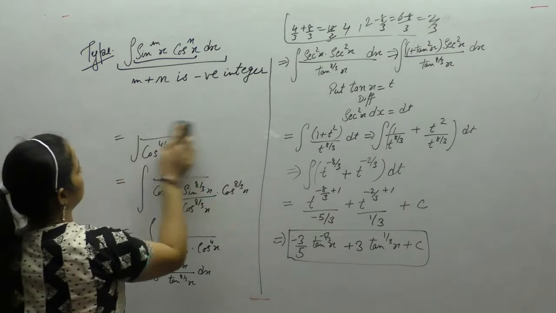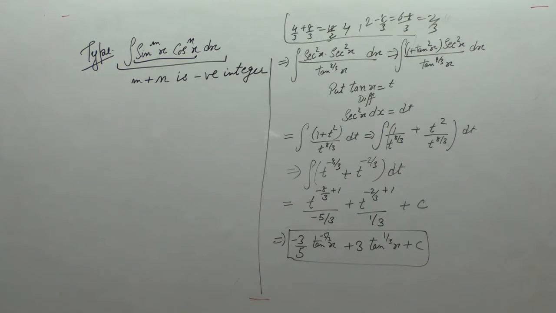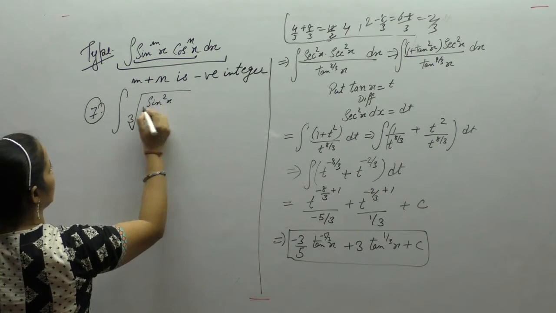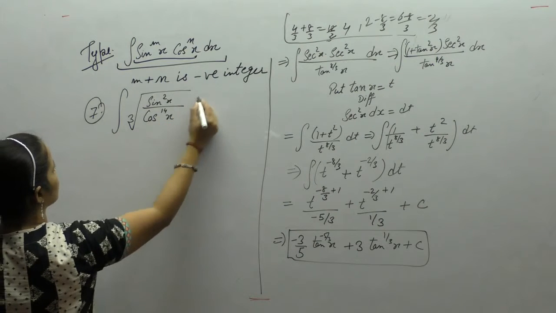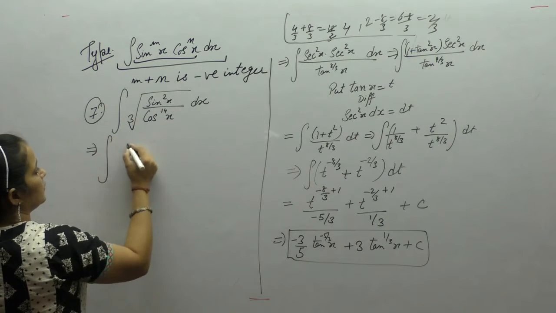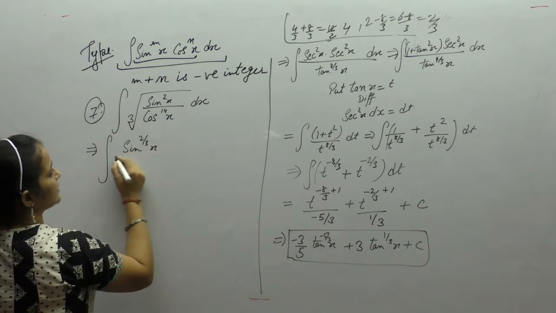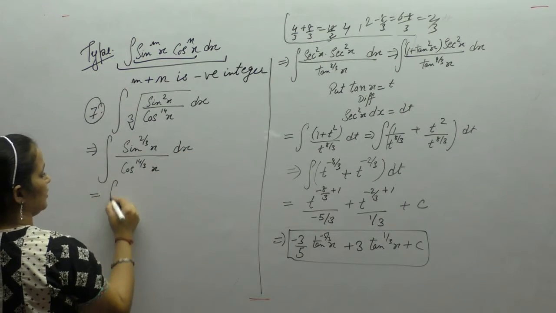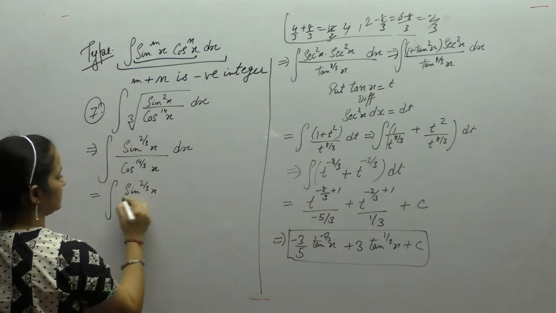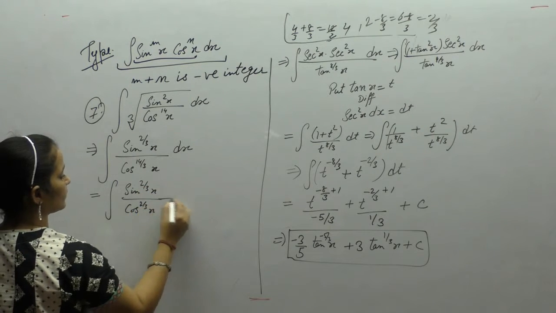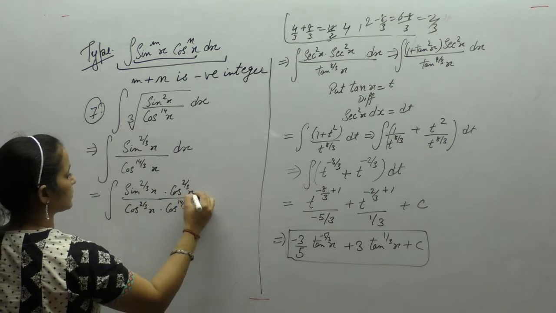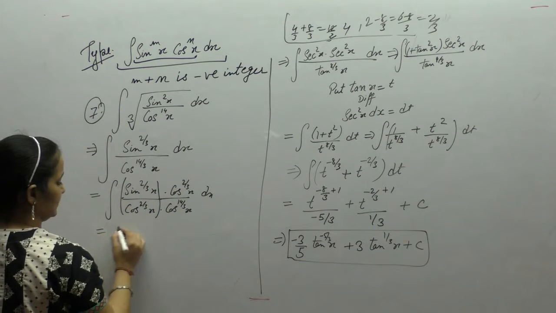Now the next one is the integral of cube root of sine square x upon cos of 14x dx. We can write it as sine power 2 by 3 x upon cos power 14 by 3 x. Now multiply and divide it by cos 2 by 3. Sine upon cos is tan.